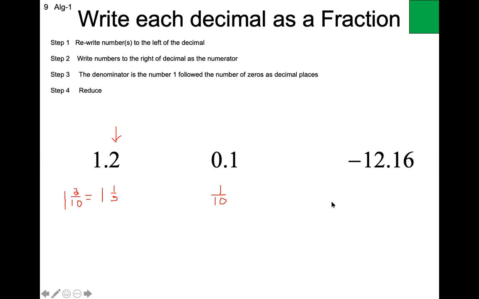The last one, the number to the left goes out front, so negative 12. 16 goes on top. I've got 2 decimal places, so over 100. Or 6 is in the hundredths place.